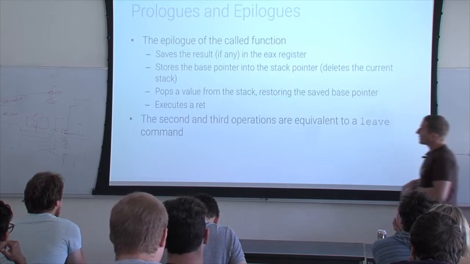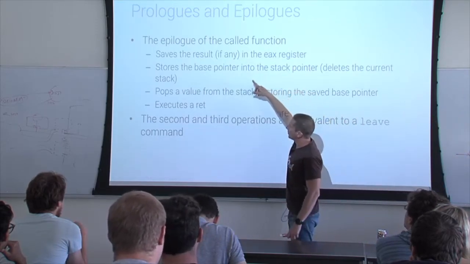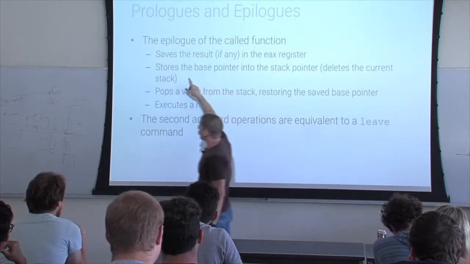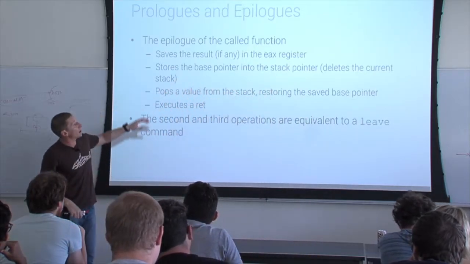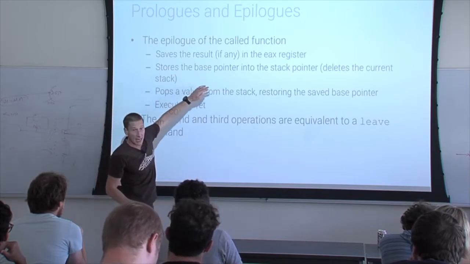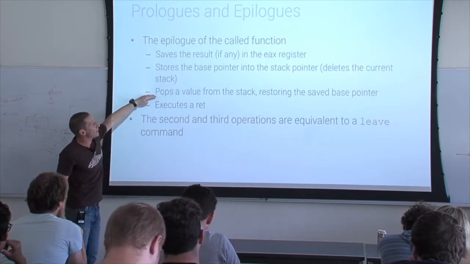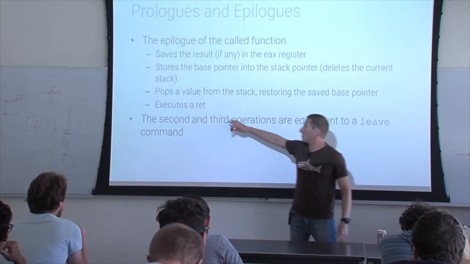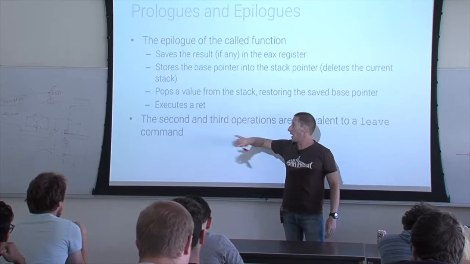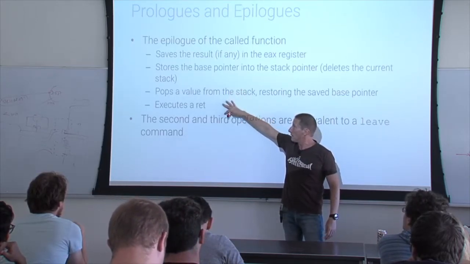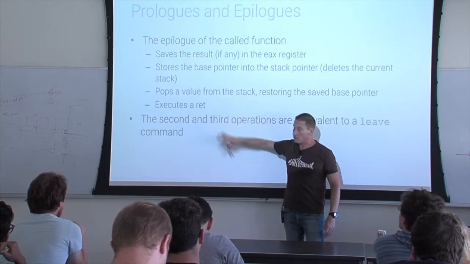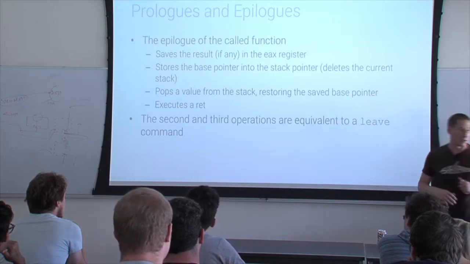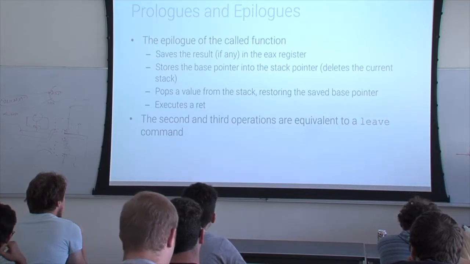The epilogue, of course, is the opposite. Usually it saves the result in EAX. Now it stores the base pointer into the stack pointer, pops the value from the stack, restoring the saved base pointer, and then executes a ret instruction. And actually these last two steps are automatically done in a single instruction by the leave command, the leave instruction in assembly.